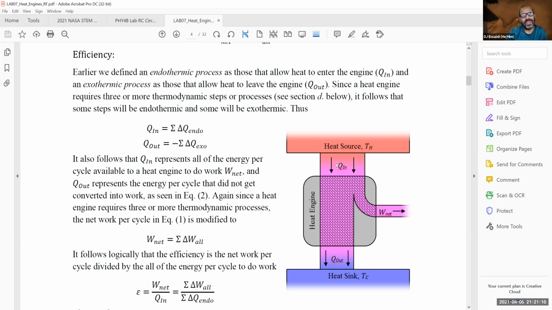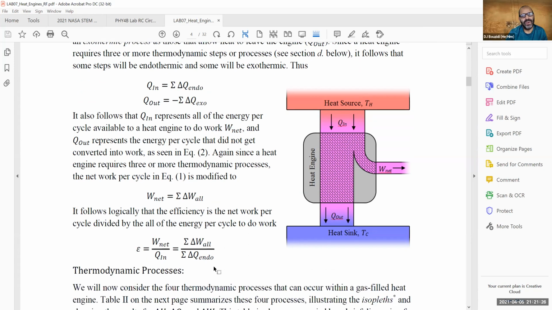So with the first law, the best thing you can do is break even, in a sense that W net will be equal to Q in. The second law will actually dash that hope, in a sense that you cannot even do that because the W net will always be less than Q in. And that is how the efficiency is defined.